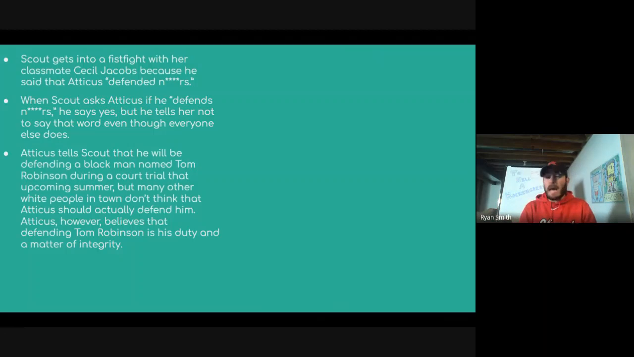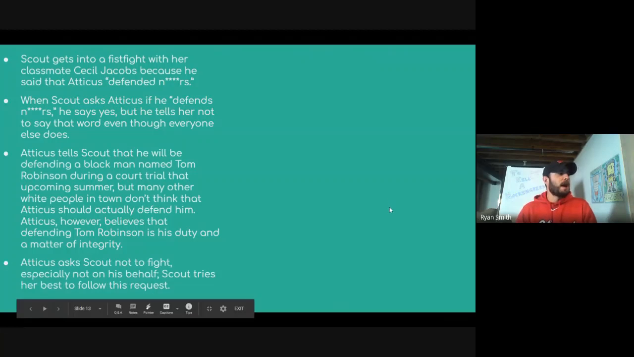A lot of the white people in town think that Atticus shouldn't take the case, or if he takes the case, he should just mail it in and not really try. They think that Tom Robinson doesn't deserve that effort, but Atticus thinks that he does. Atticus thinks that it's his civic duty to do his best to defend Tom Robinson, and so that puts him in a difficult situation with the town, because there's a lot of people who are going to disagree with his approach.